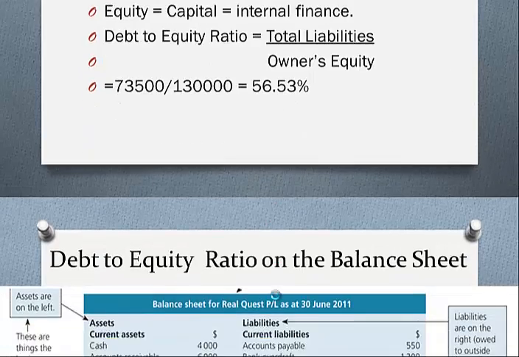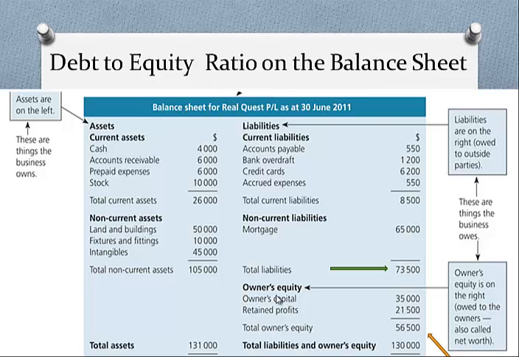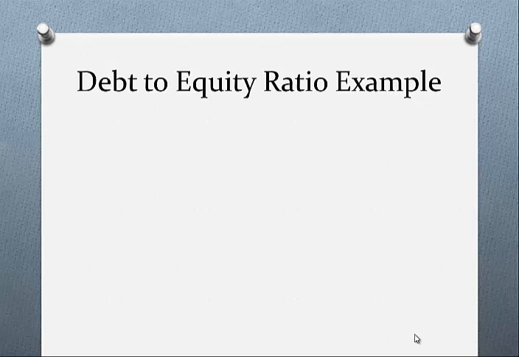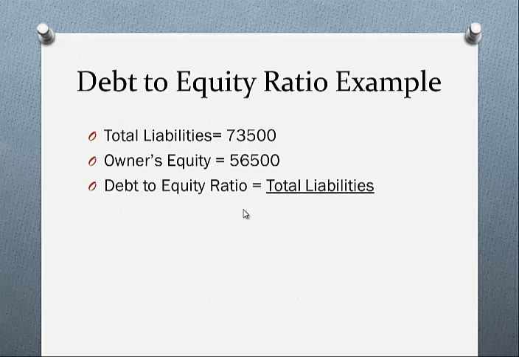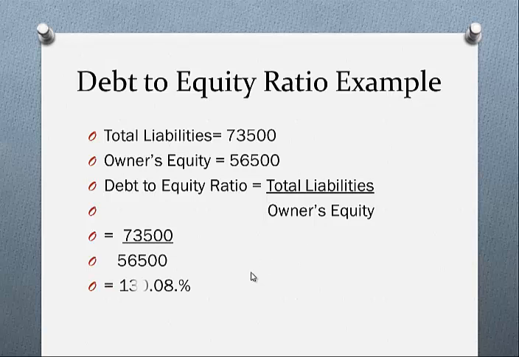Now let's turn to the balance sheet to see where I got those figures from. Total liabilities 73.5, total owner's equity 56.5. Now let's plug that into my ratio. As I've said, total liabilities is that, total owner's equity is 56.5. My formula here, as you can see, is total liabilities over the owner's equity, which means that we have a ratio of 130%.